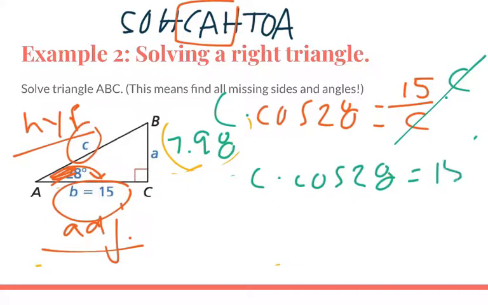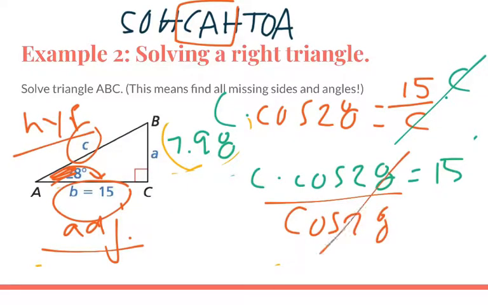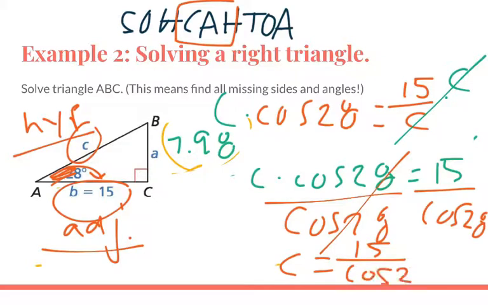So now I have C times cosine 28 equals 15. And now from here, what I do is just divide by cosine 28. And now I have C by itself. So it wasn't hard math. It was just 2 steps instead of 1 step. And now I have C by itself by typing on my calculator 15 divided by cosine 28. And when you type that in, you will get that that is equal to 15.99 if we're rounding to 2 decimal places.